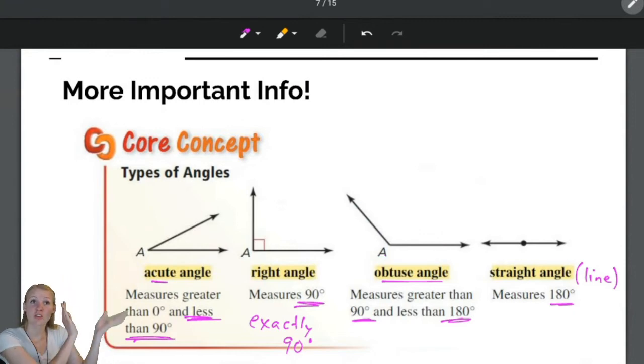Okay, make sure that this is in your notes. This is very important information. We are going to be using this for the rest of the year. Yeah, chapter 9, chapter 11, chapter 7, chapter 5. Oh yeah, all the chapters. So make sure that you know about these types of angles.